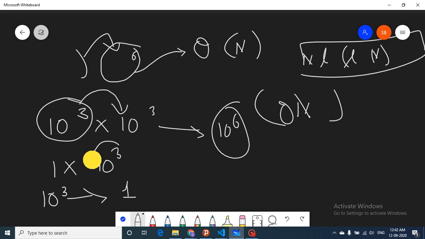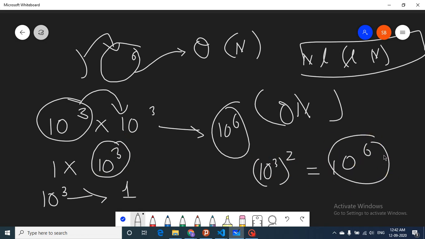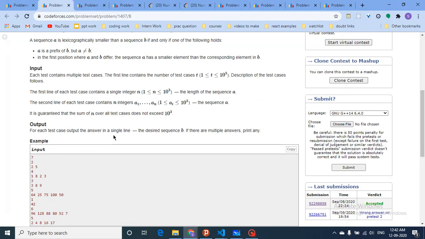What does this 10 to the power 3 mean? It means that even if you do an O of n square operation, it is 10 to the power 6, and I have told you that you can do 10 to the power 6 operations in 1 second. So if I use order of n square time complexity in this question, it can pass easily. That's the thing you can understand from this question, because the whole test case doesn't exceed 10 to the power 3. So if you do O of n square operations, you can easily pass this question.